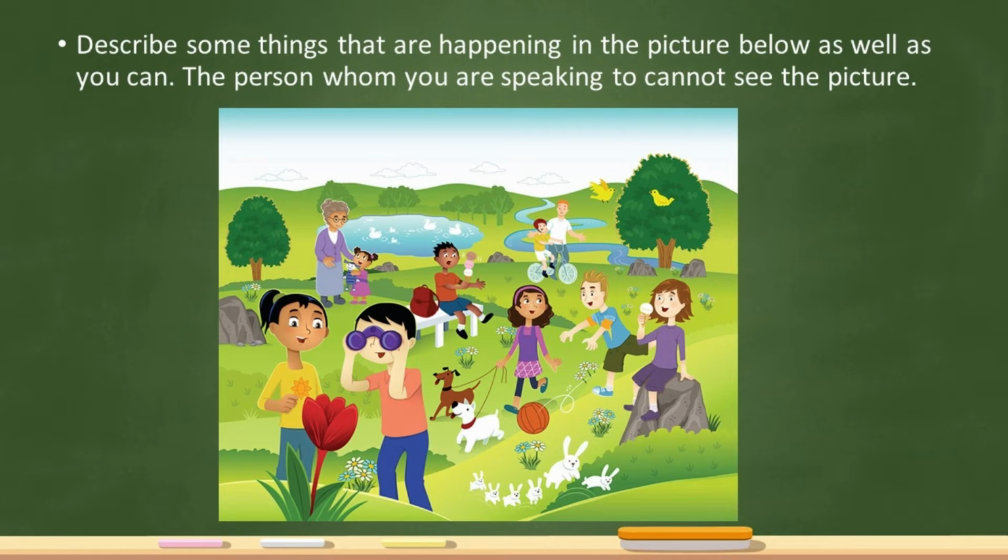We will use this picture for our practice. And the instruction will say something like this. Describe some things that are happening in the picture below as well as you can. The person whom you're speaking to cannot see the picture.